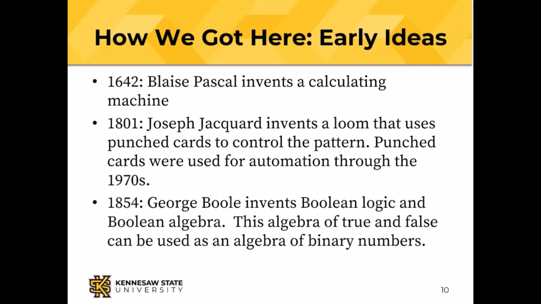1854, George Boole, British philosopher and mathematician, invented Boolean logic. That's the introduction to chapter 2. We talk about the algebra of true and false. Because we're talking about true and false, we can map true and false onto 1 and 0 and have Boolean algebra be an algebra over binary numbers. Now we've got a way to prove things about binary numbers, and that's very important when we get beyond stuff that you could do with a pencil and paper.